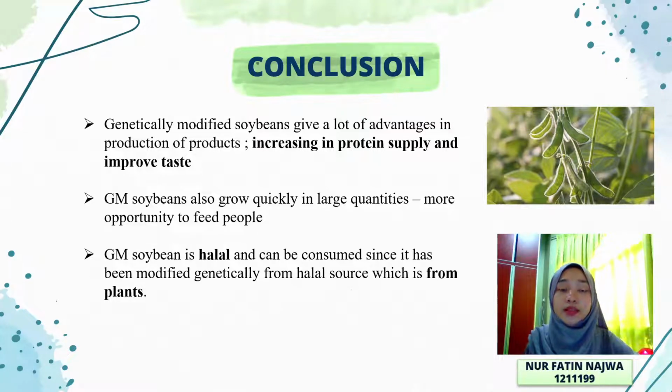In conclusion, genetically modified soybean gives a lot of advantages in the production of products, increasing the protein supply and improving the taste of food. Genetically modified soybean also grows quickly in large quantities, which means more opportunity to feed people. Genetically modified soybean is also halal and can be consumed since it has been modified genetically from a halal source, which is from plants.